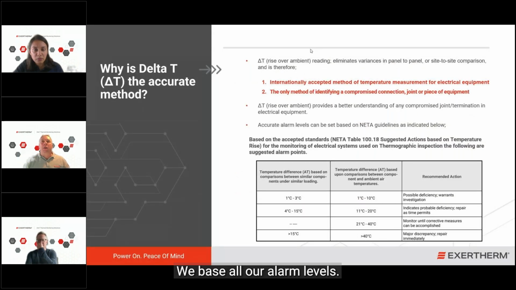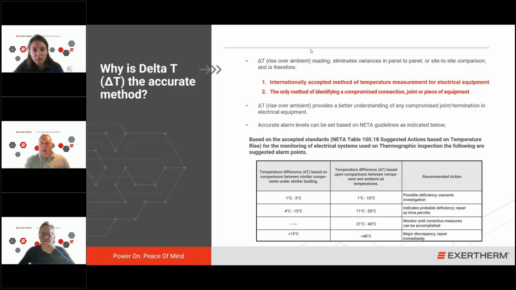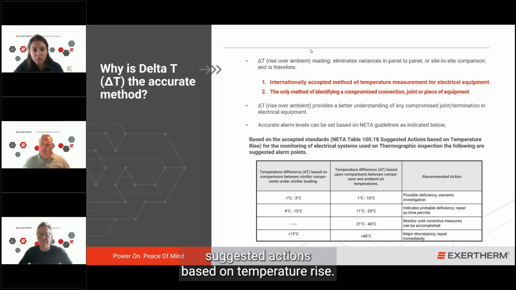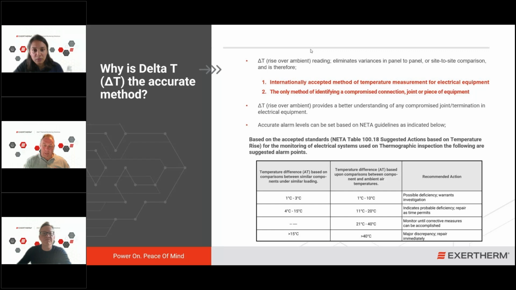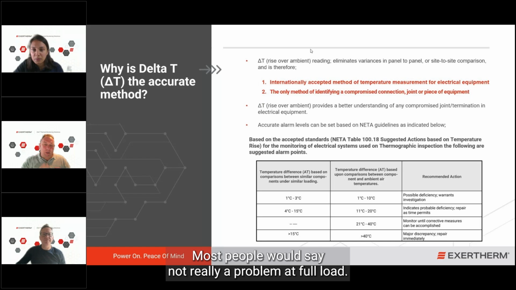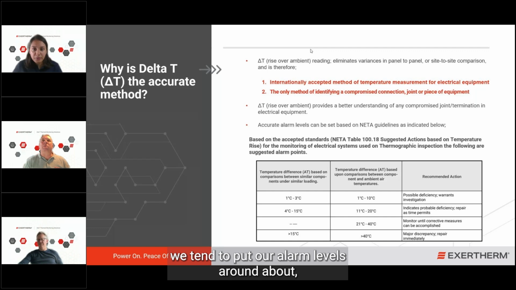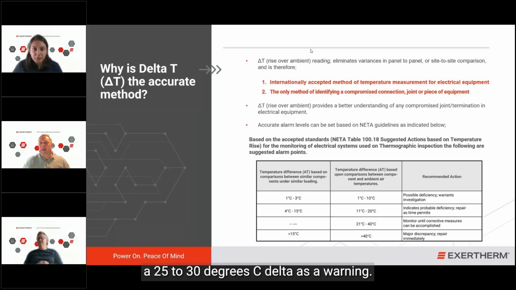We base all our alarm levels, and we suggest everyone does the same, based around this standard. This is a table produced by NETA, and as its name suggests, it's suggested actions based on temperature rise. What we tend to do is, as I mentioned, 20 degrees could be full load. Most people would say not really a problem at full load. That's okay. We tend to put our alarm levels around a 25 to 30 degrees C delta as a warning.